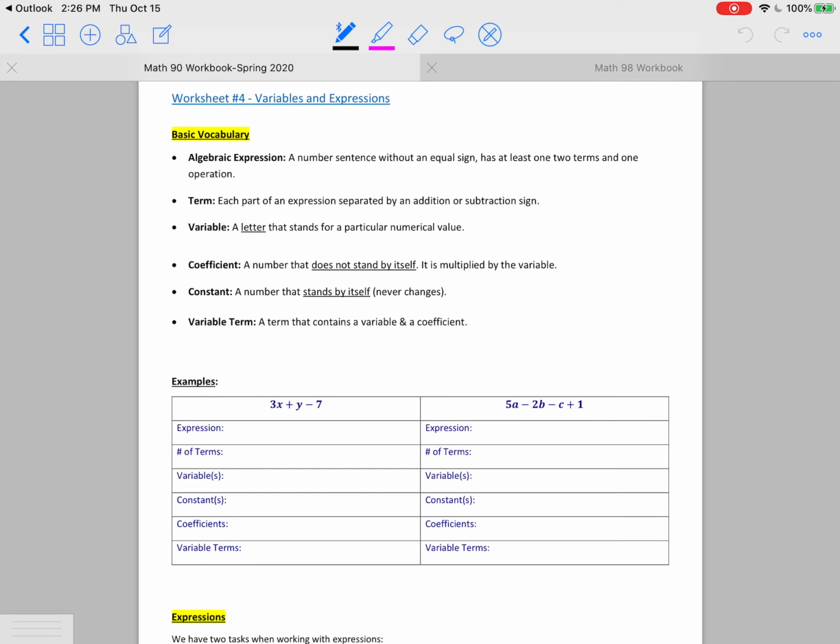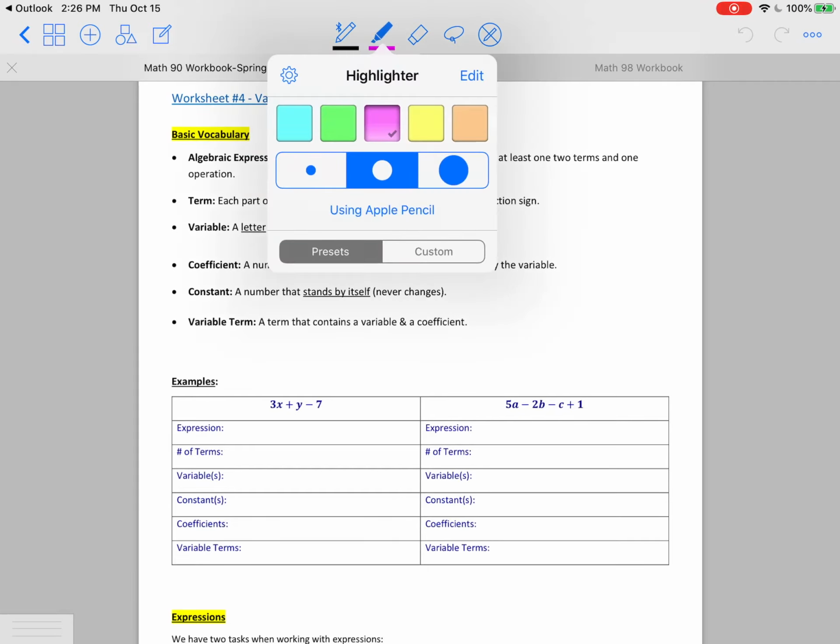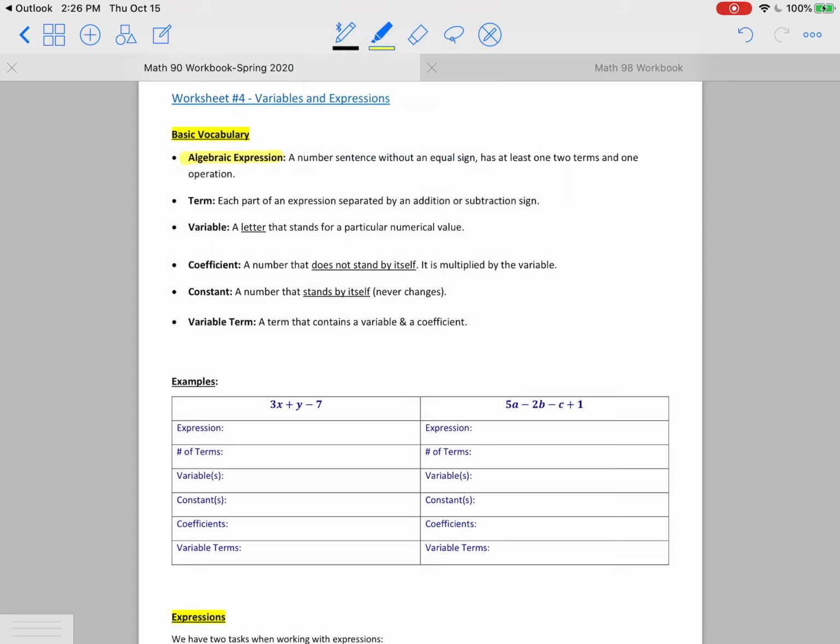We have an algebraic expression. So an algebraic expression is a number sentence without an equal sign, and it has at least one term or more than one term. It doesn't need an operation, so it doesn't need to have an addition or subtraction sign. But if you do have more than one term in that expression, it will be separated by an addition or subtraction sign. And so we're talking about terms up here, right? Let's talk about a term here. Each part of an expression that is separated by an addition or a subtraction sign.